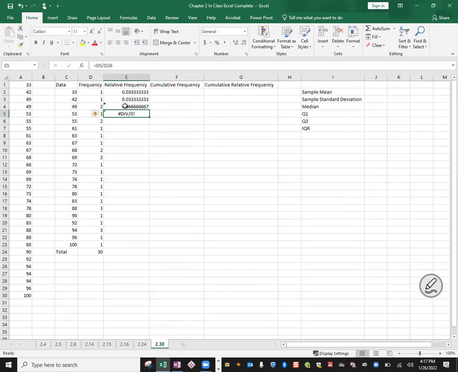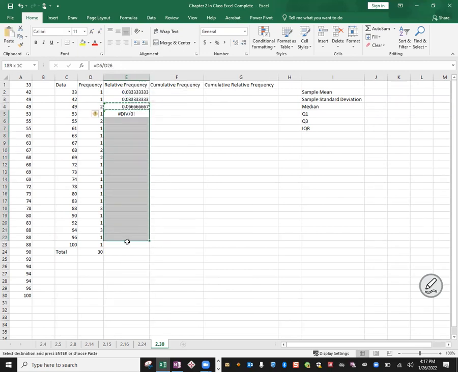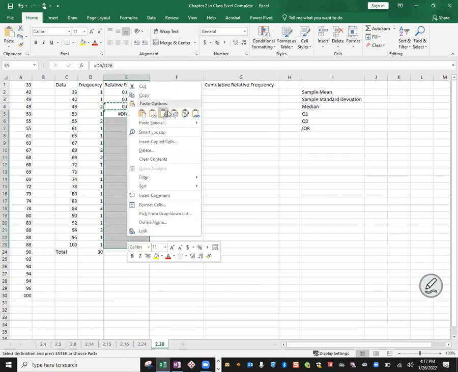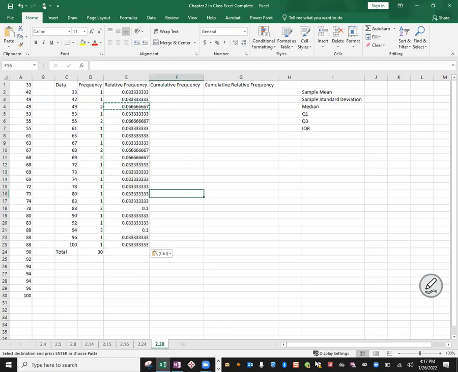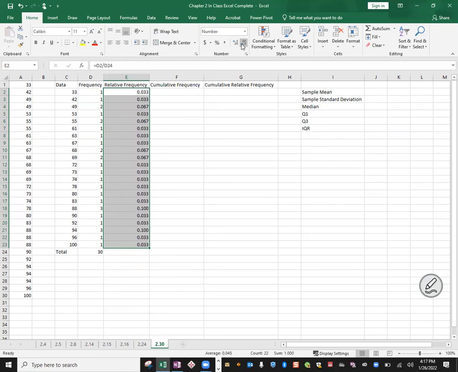Okay, and so we have this value here. I'm going to copy that and paste the formula. You can see here, now we get the correct relative frequencies. And if you want to go to 3 decimal places, like you were asked to on the question, you can shorten and increase your decimal places by using these two arrows here. So we want 3 decimal places.